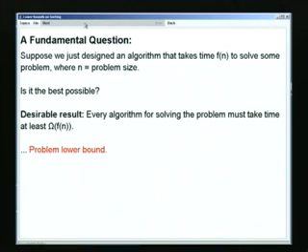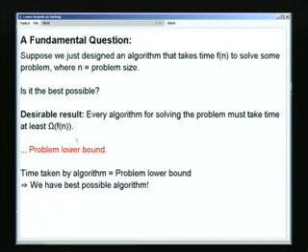Now, if we could prove that the time taken by an algorithm is equal to the problem lower bound, or equal to within some proportionality constant, what do we know? Well, we know that we have the best possible algorithm. If this equality is exact, then we know we have the absolute best possible algorithm. If it is of the form omega, then we have the best possible algorithm to within a constant factor. So, this is the main motivation for studying what are called problem lower bounds.